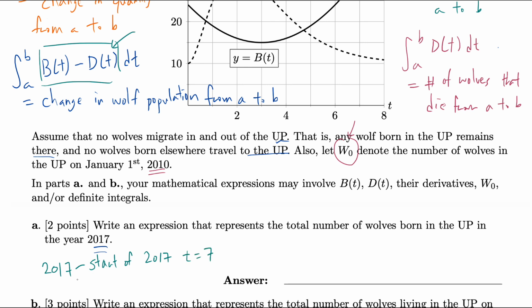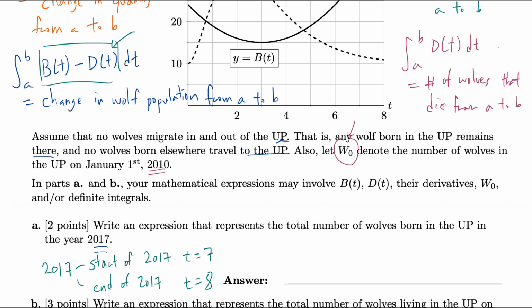And when 2017 is ending, at 11:59 p.m. on December 31st of 2017, this essentially corresponds to t equals 8. That's when you're moving on to 2018. So we're going from t equals 7 to t equals 8, which might not be a super obvious thing, so I just want to point that out.